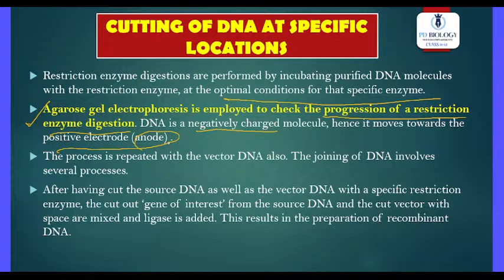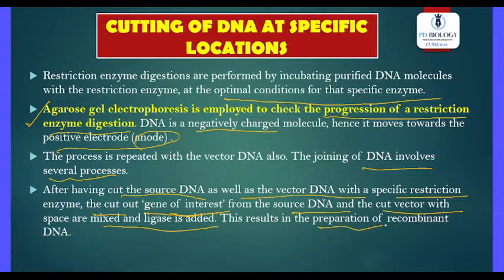The process is repeated with the vector DNA. The joining of DNA involves several processes. After having cut the source DNA as well as the vector DNA with the specific RE, the gene of interest, that is the desired gene, is cut out from the source DNA, and the cut vector is mixed with it and ligase is added. This results in the preparation of the recombinant DNA by using the ligase.